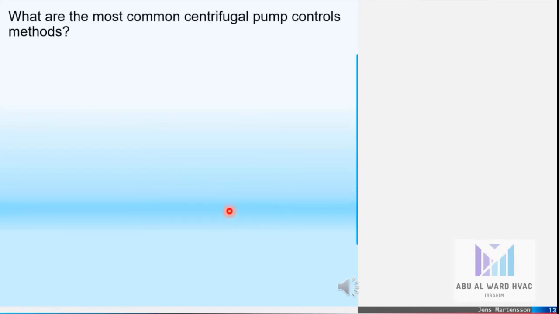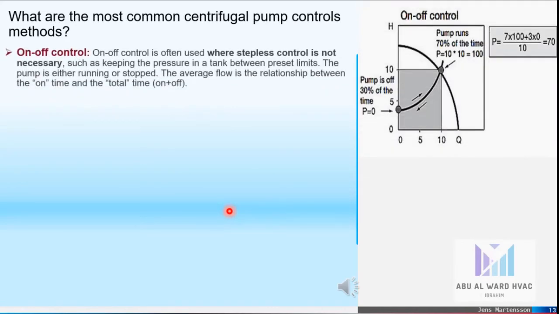Number 3, on-off control. On-off control is often used where stepless control is not necessary, such as keeping the pressure in a tank between preset limits. The pump is either running or stopped. The average flow is the relationship between the on time and the total time, on plus off.